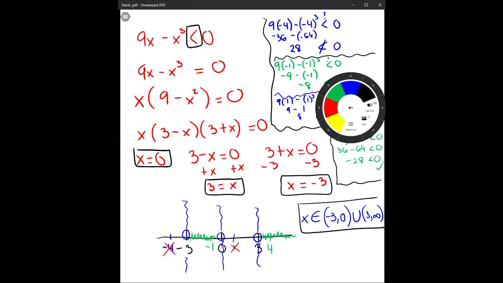Hopefully this helped you guys understand how to solve inequalities, and you can work on them on your own in the future.